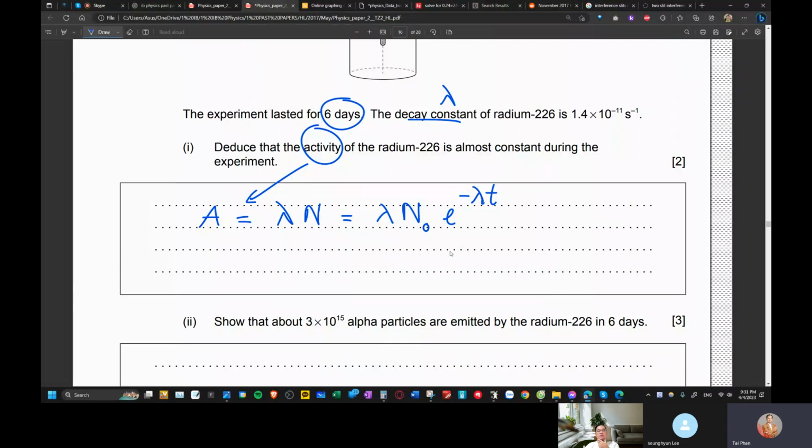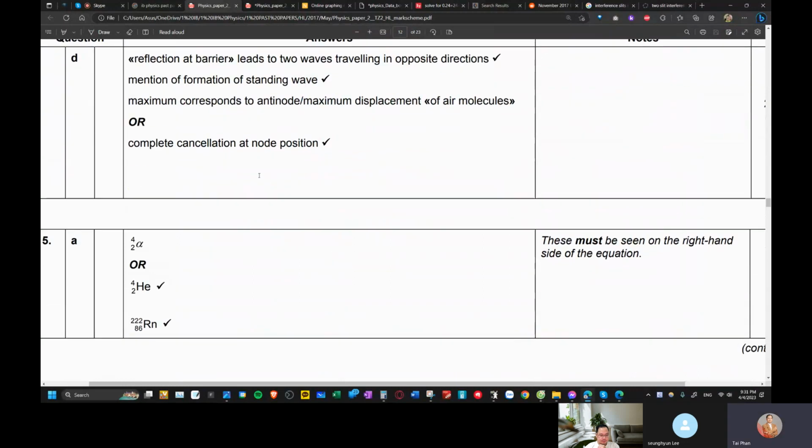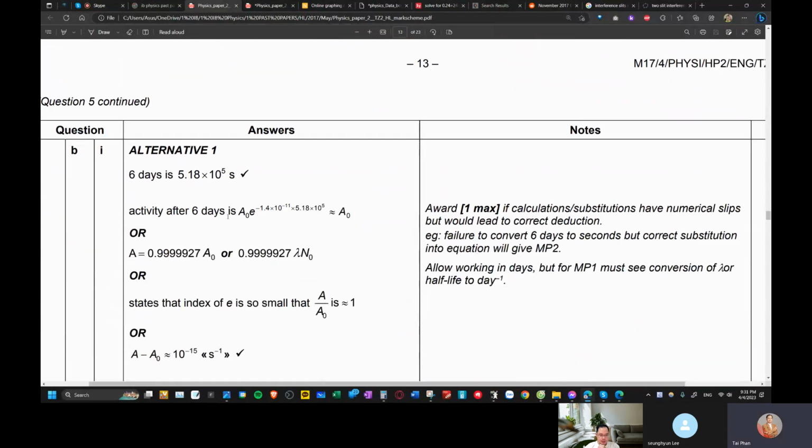Or, as long as this lambda is very small, I think, I'm not sure, I'll check the markscheme later, because this decay constant is very small, the activity will not change in a short time, but only changes noticeably when the time is very long. Okay. 6 days. Oh, they're using that. Yeah, they're doing the same method as what I'm doing, proving that the activity is almost constant.